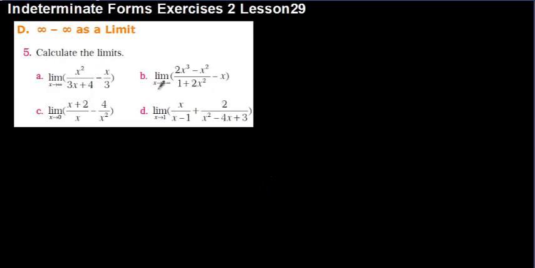Now we are solving the first question from this exercise. I'm planning to solve the first one only. Limit x tends to infinity, x squared over 3x plus 4 minus x over 3, it's going to be, and we are going to make the denominator same. So I'm going to write here 3 and to this denominator 3x plus 4.